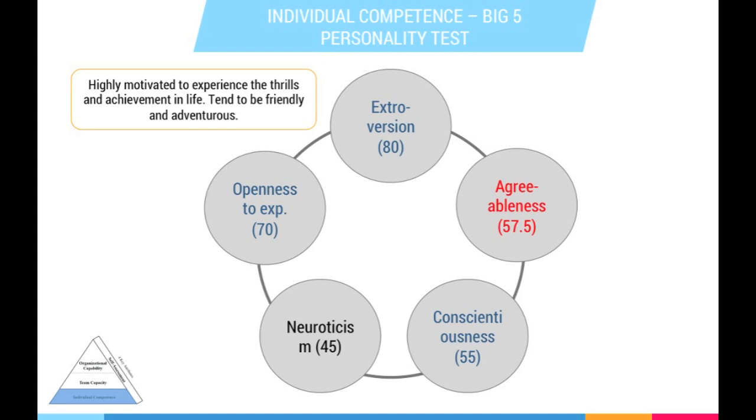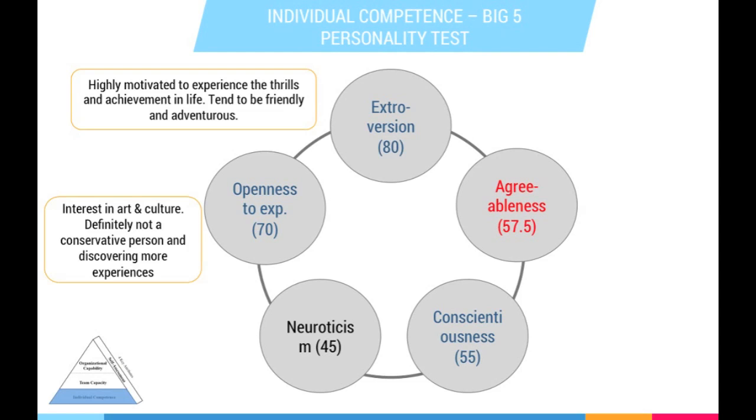From here, you can see that my top 3 in this test are actually extroversion, openness to experience, and also conscientiousness. While extroversion means that I am highly motivated to experience the thrills and achievement in life, and I tend to be more friendly and adventurous as a person. While openness to experience means that I am interested in art and culture, and I'm definitely not a conservative person and love discovering more experiences.